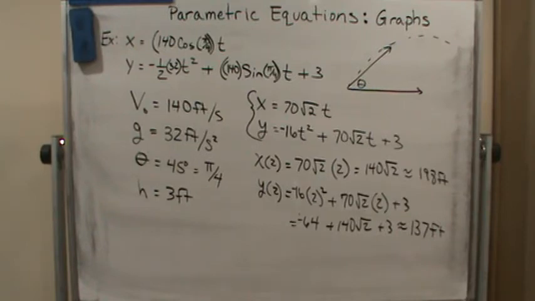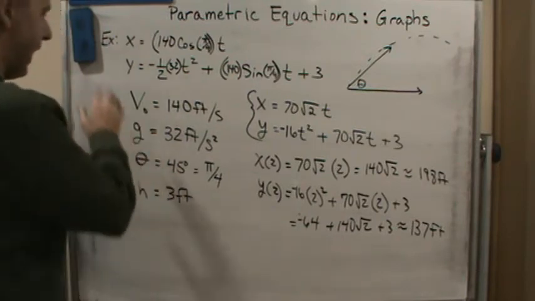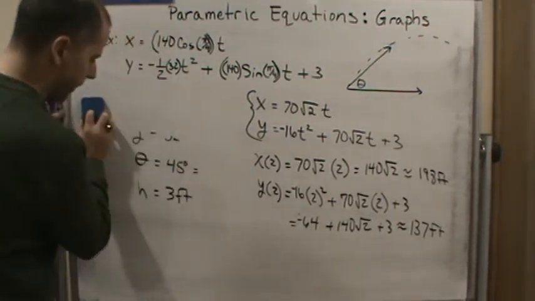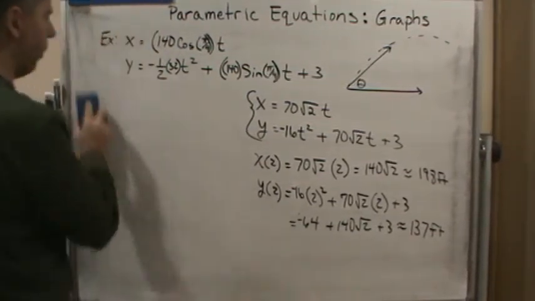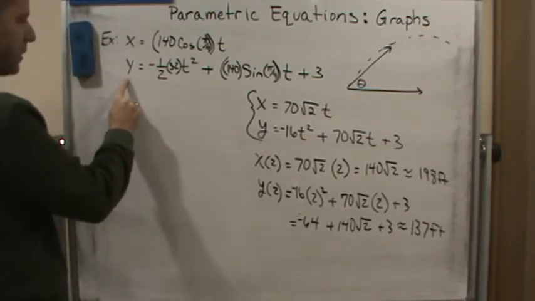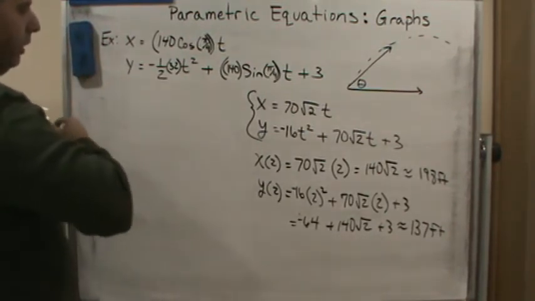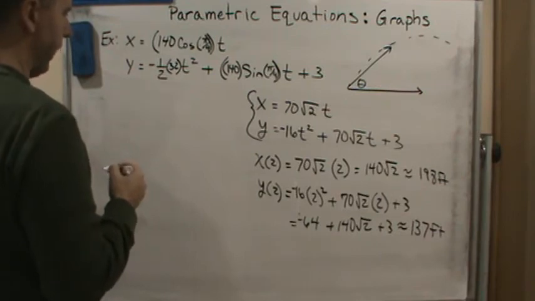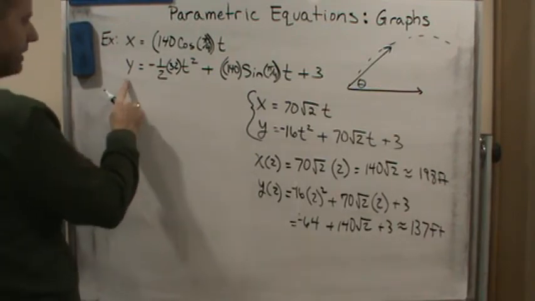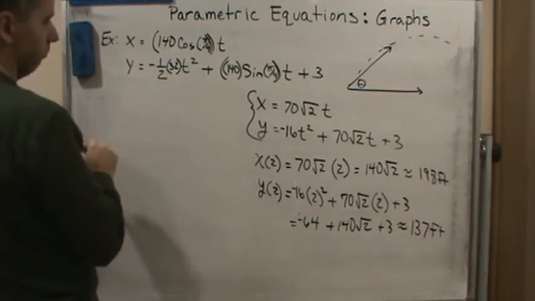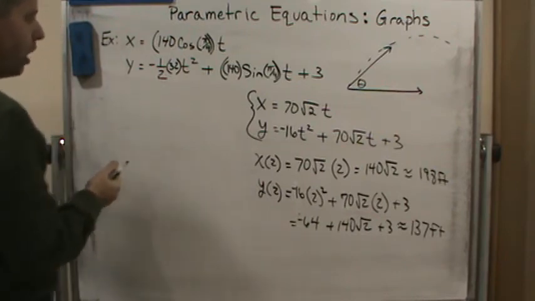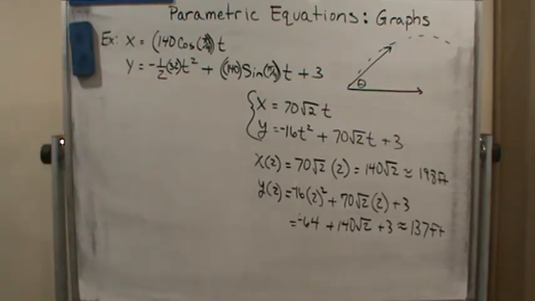Now the next question is, how long is the ball in the air? Okay, now, how do we handle this one? Okay, so let's go back here. I'm going to erase this stuff here. Okay, now, that means y has to be 0. Okay, so what happens when y is 0? Well, we have to solve that equation when y is 0.